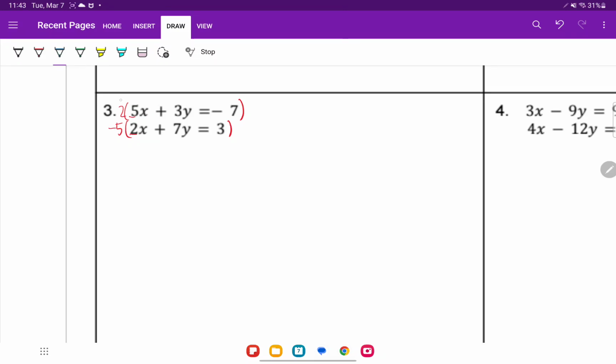All right. Now I'm going to distribute this. 2 times 5x is 10x.